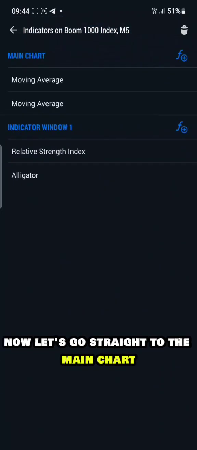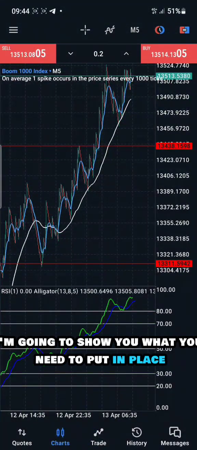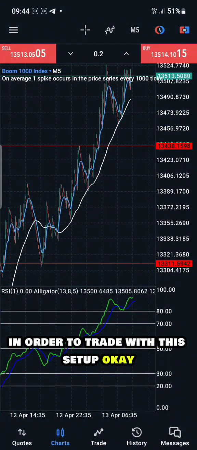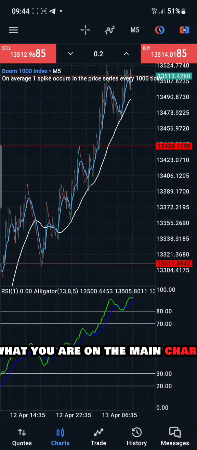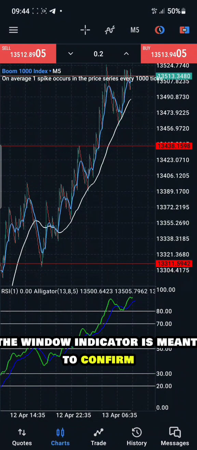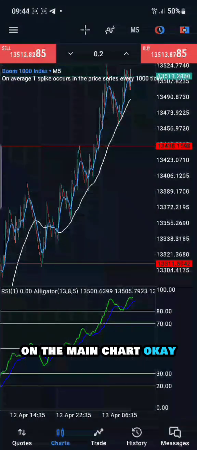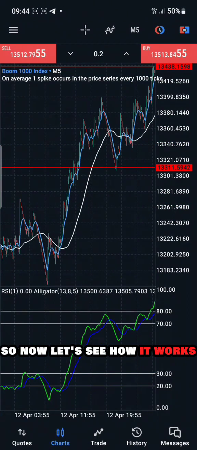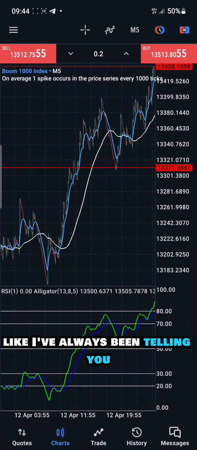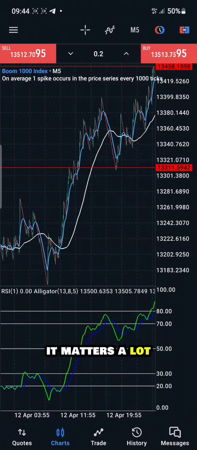Now let's go straight to the main chart. This is the main chart, and I'm going to show you what you need to put in place in order to trade with this setup. What you have on the main chart will walk along the line with what you'll be having in the window indicator. The window indicator is meant to confirm what you are supposed to do on the main chart. So now let's see how it works. Like I've always been telling you, the trend of the market matters a lot.